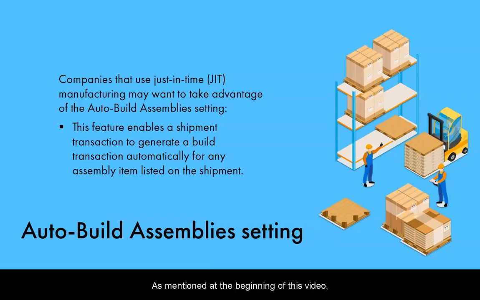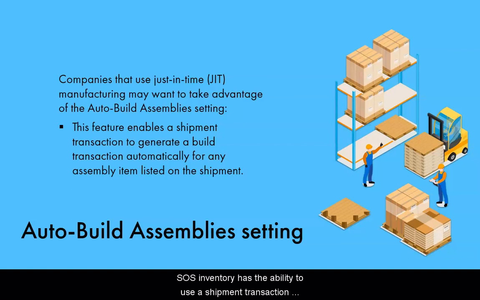As mentioned at the beginning of this video, SOS Inventory has the ability to use a shipment transaction to generate a build transaction. If your company uses just-in-time or JIT manufacturing, you may want to take advantage of this time-saving feature. By enabling the Auto Build Assembly setting, you authorize SOS to create a build transaction automatically for any assembly item that is listed on a shipment.